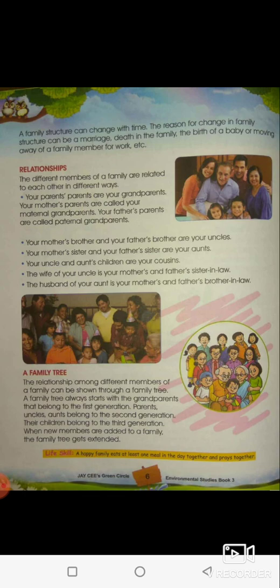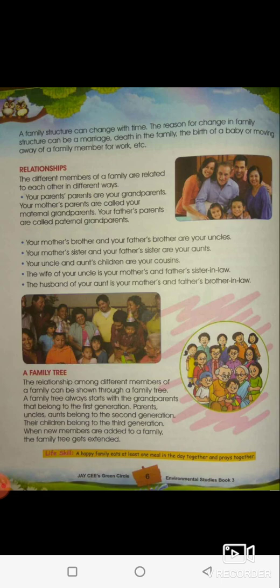I'll explain to you again. Your uncle's wife, for your mother and father she will be called sister-in-law. And the husband of your aunt, so whoever gets married to your aunt is a man. For your parents he will be called brother-in-law.